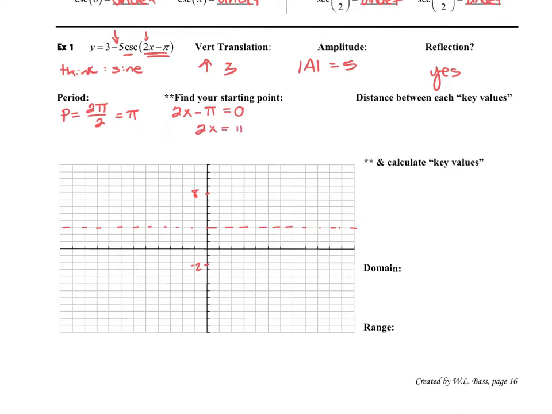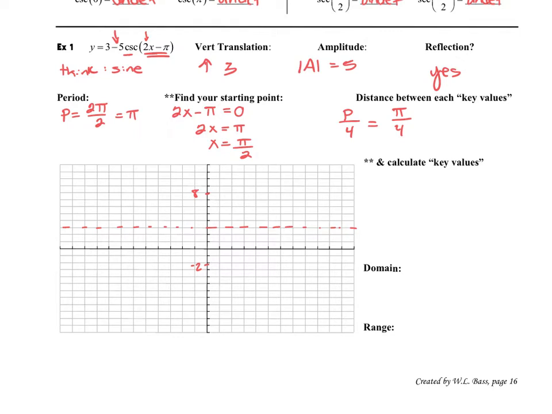So 2x equals pi, so x equals pi over 2. So my first key value is going to be at pi over 2. Now, when I space out those key values, I'm going to take my period and divide it into 4 pieces. My period I already decided was pi. I'm going to divide that into 4 pieces, so I'm going to space my pieces out, each key point, pi over 4 units apart.